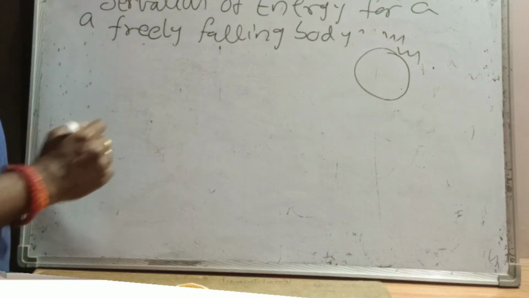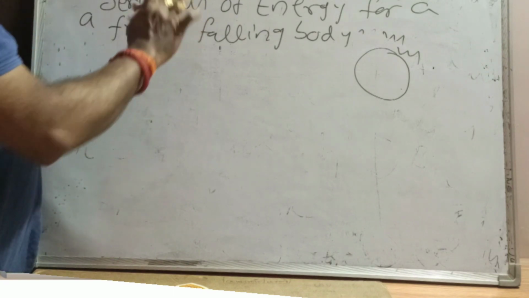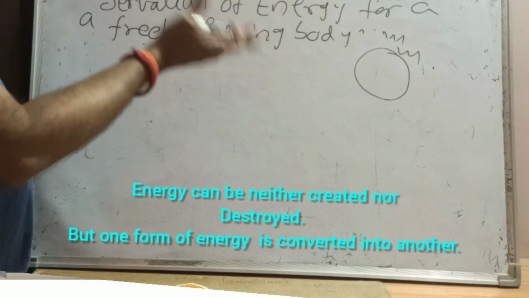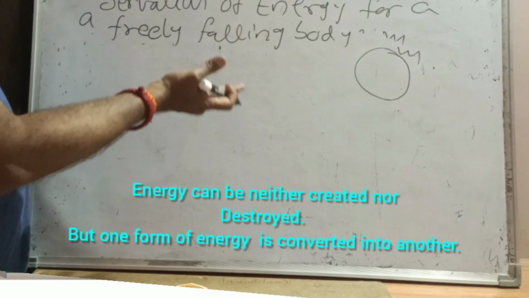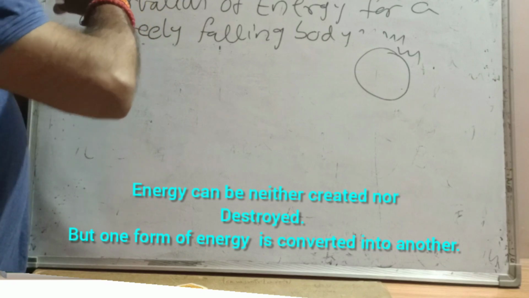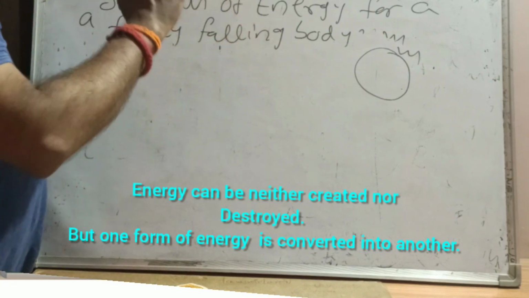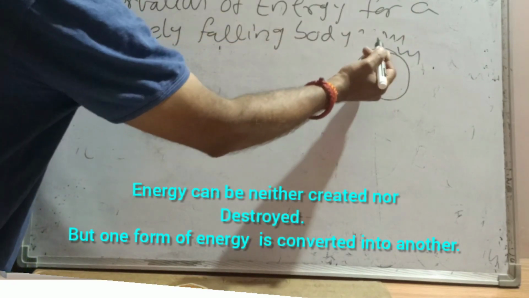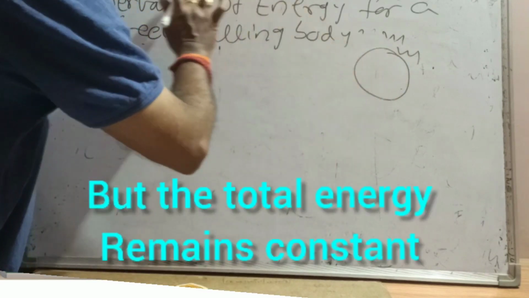State and prove the law of conservation of energy for a freely falling body. What is meant by the law of conservation of energy? According to it, it is not possible to create energy, and at the same time it is not possible to destroy energy. In other words, energy can be neither created nor destroyed, but one form of energy can be converted into another. But the total energy remains constant.